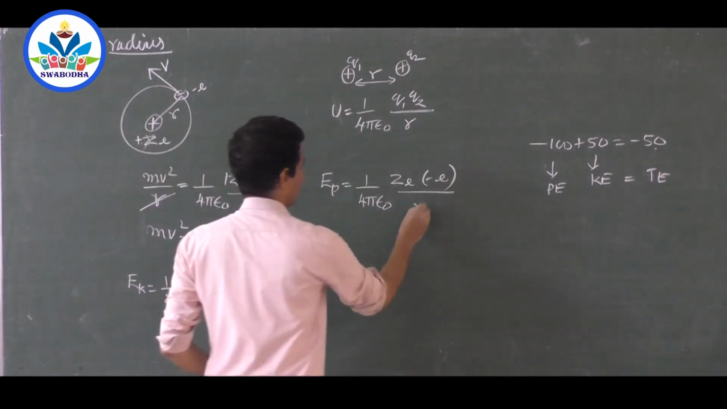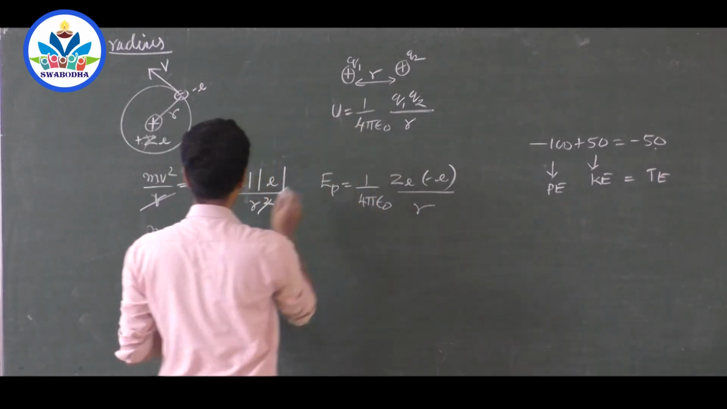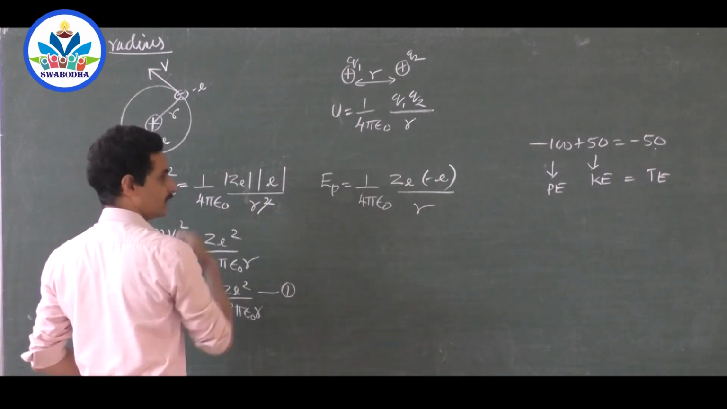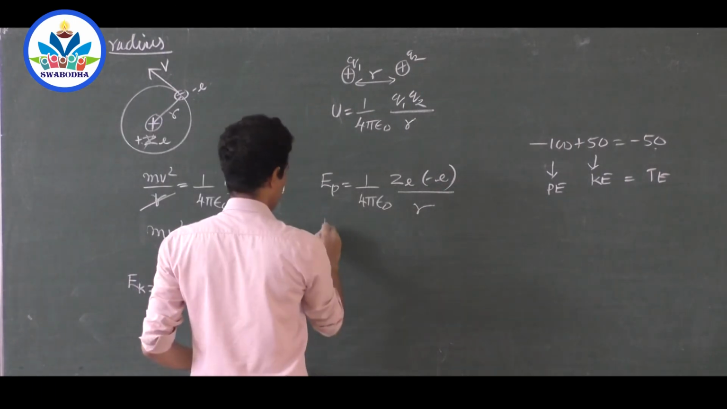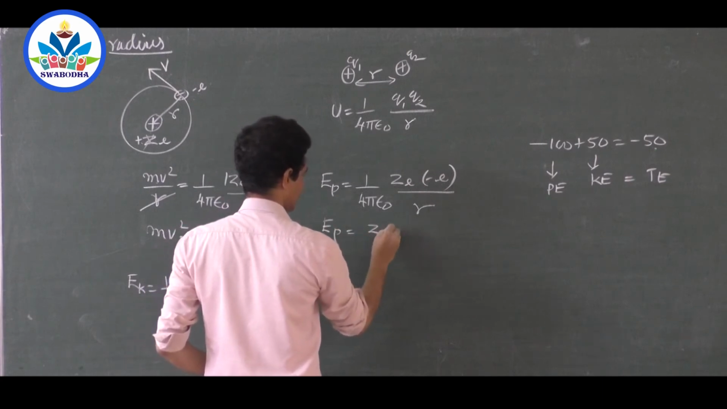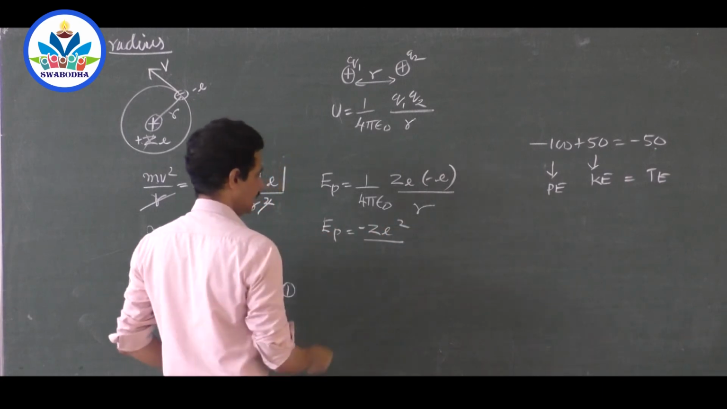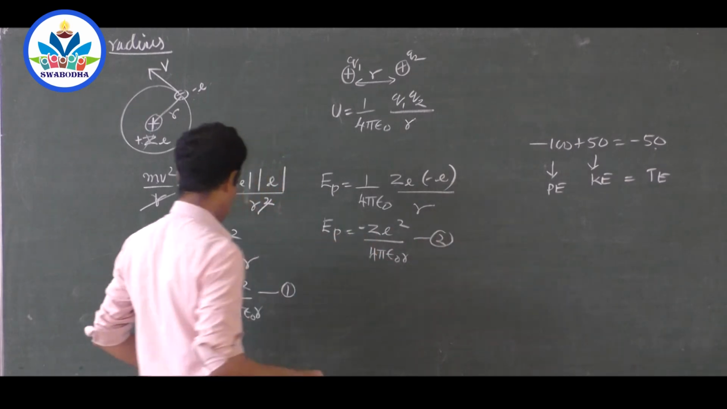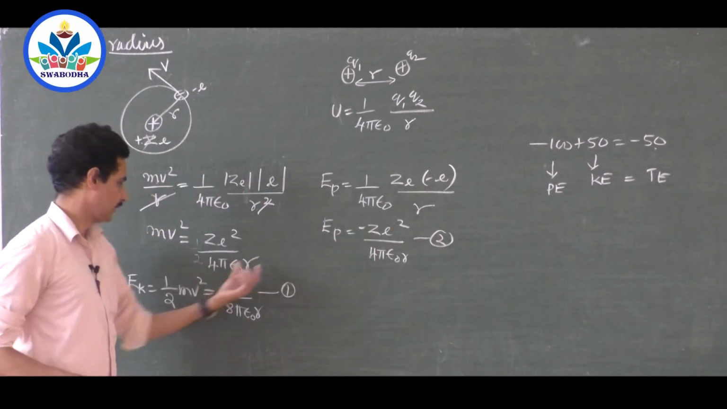So distance r. Potential energy is the same formula as the electrostatic force formula, but without r square, only r. So what is the potential energy? EP is equal to minus ZE square divided by 4 pi epsilon naught r. Equation 2. We have potential energy, we have kinetic energy.